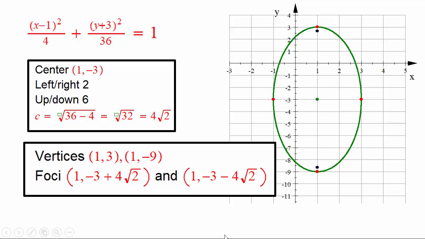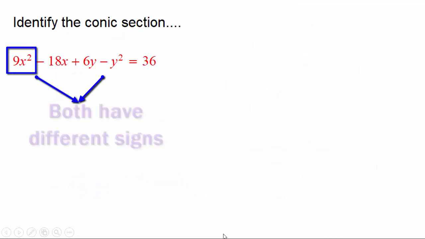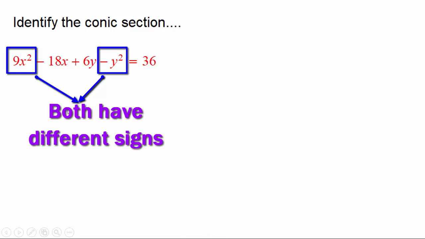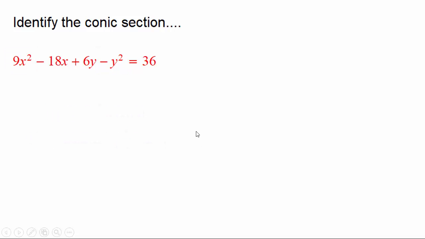All right, what about this one? Now look, it's a positive x squared and a negative y squared. So that means you're going to have a hyperbola. And if the x squared is a positive term, then it's a hyperbola going left, right. If the y squared is a positive term, it will be a hyperbola opening up and down.